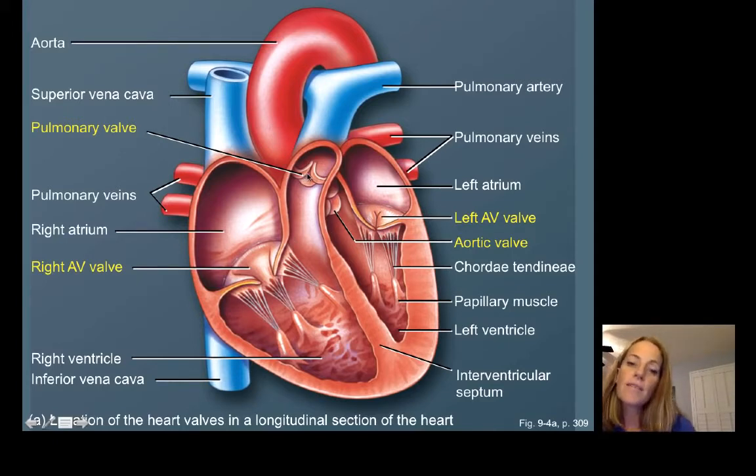The semilunar valves are a little bit smaller, and if you look here at this structure, they look more like a cup. What they're going to do is prevent backflow when the pulmonary artery and the aorta are in a low pressure state. So when the ventricles are in a low pressure, when everything is filling, then the blood will cup into the pulmonary semilunar and the aortic semilunar valves and prevent it from going backwards into the ventricles, because we always want blood going towards the lungs or towards the tissues.